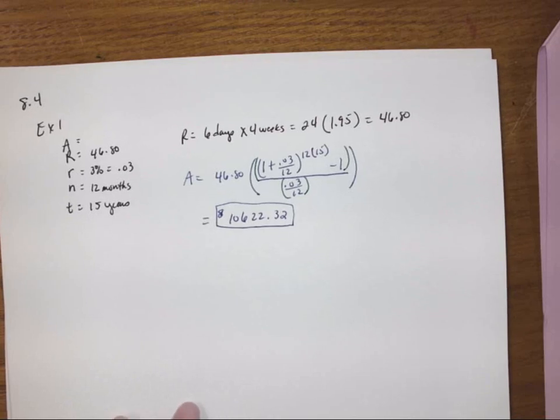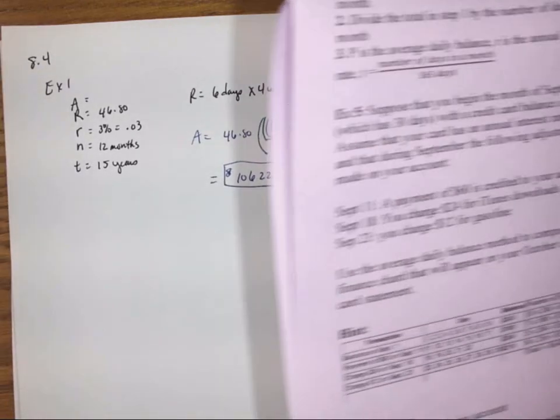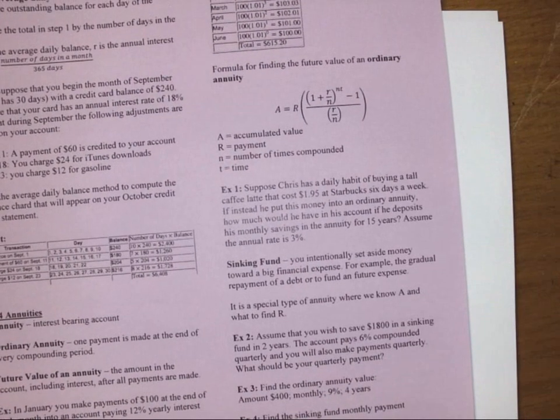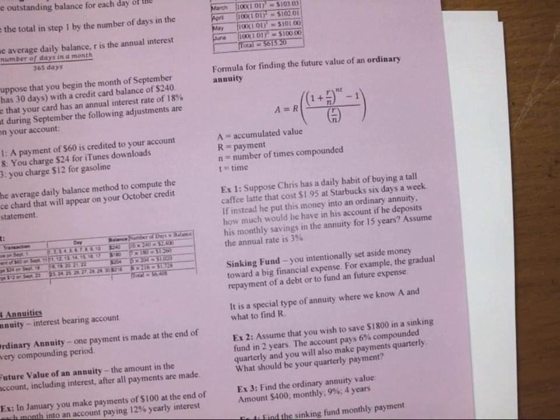All right, the next thing that we have is a sinking fund. A sinking fund means you intentionally set aside money towards a big financial expense. For example, the gradual repayment of a debt to fund a future expense. It is a special type of annuity where we know A and want to find R.